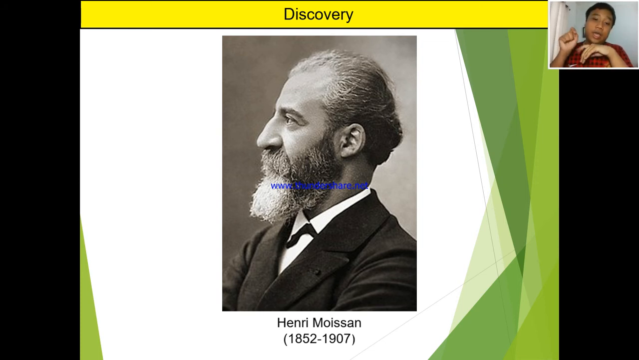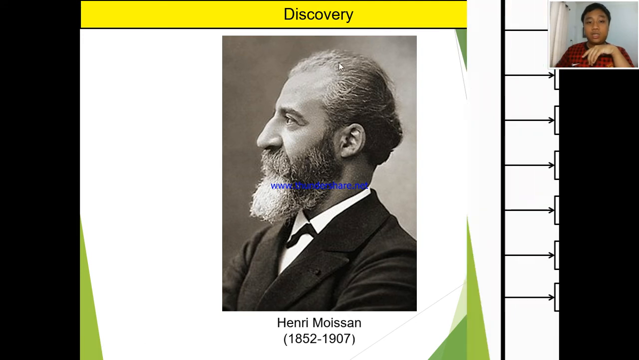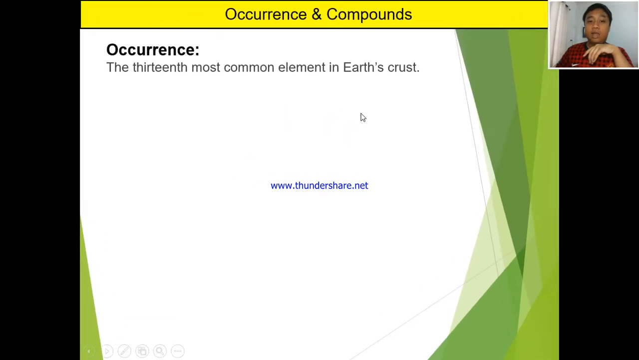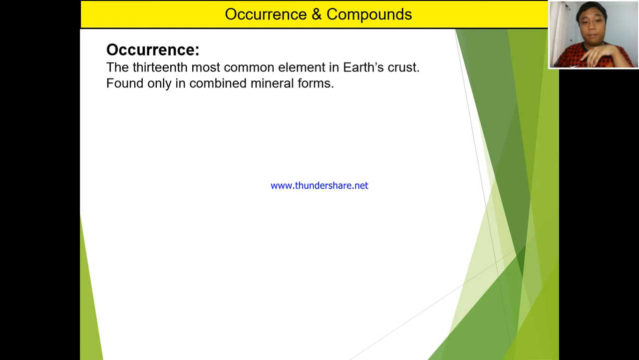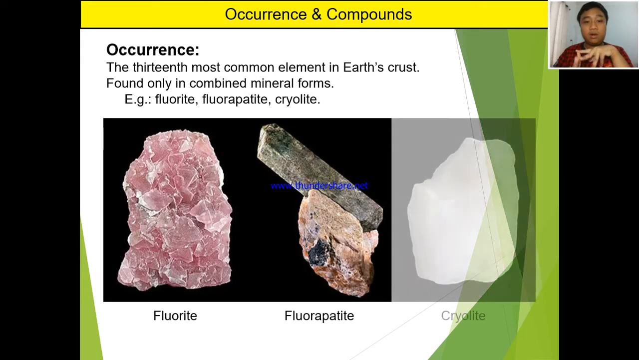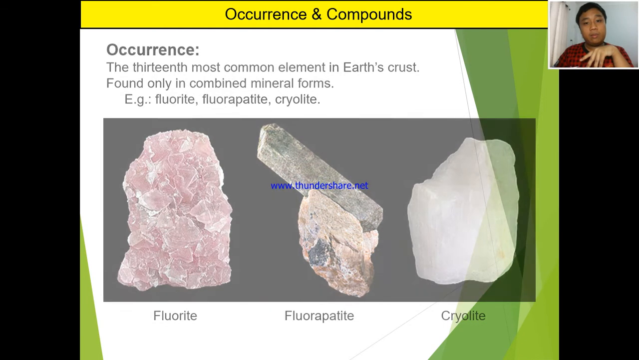And it was not until 1886 that Henri Moissan eventually found a way to isolate fluorine, and in 1906 he was also awarded the prestigious Nobel Prize for this achievement. Now moving on to its occurrence and compounds. Fluorine is the 13th most common element in Earth's crust, and it is found only in combined mineral forms like fluorite, fluorapatite, or cryolite. And here are some of its compounds.